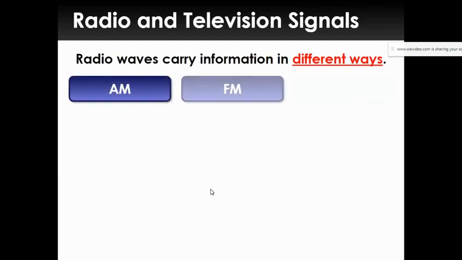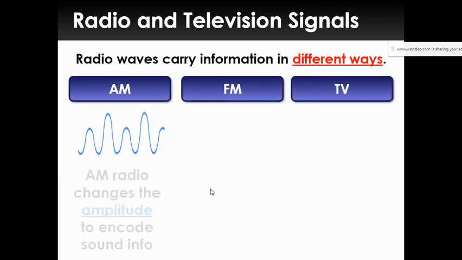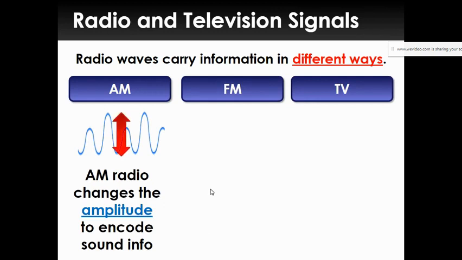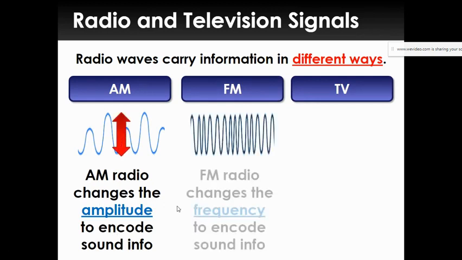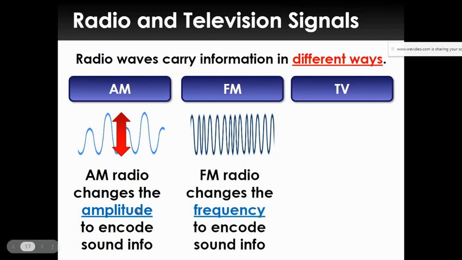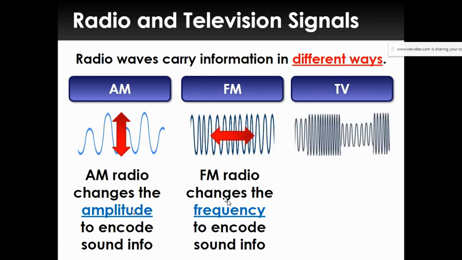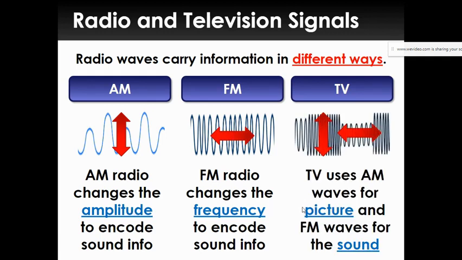Radio waves can carry information in different ways. AM radio changes the amplitude to encode sound. FM radio changes the frequency. AM actually stands for amplitude modulation, and FM stands for frequency modulation. And TV uses AM waves for the picture and FM waves for sound.